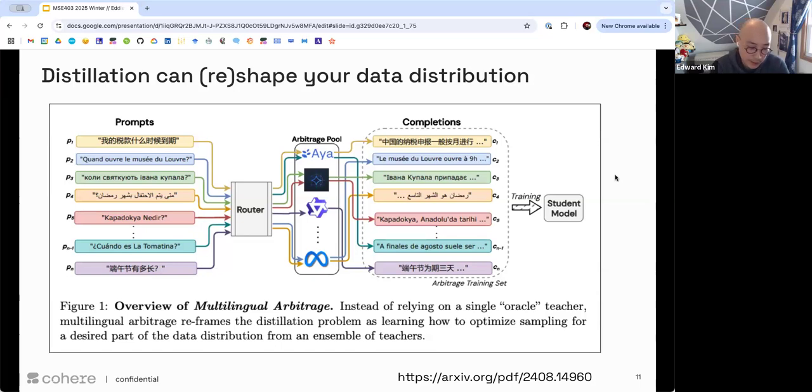Let's go to one more. So again, just continuing on this theme where we're looking at different ways you can use synthetic data, different ways you can avoid this sort of circular training problem. And a really interesting one, again from a Cohere paper, is this idea of arbitrage. It comes up in this case for multilingual arbitrage.